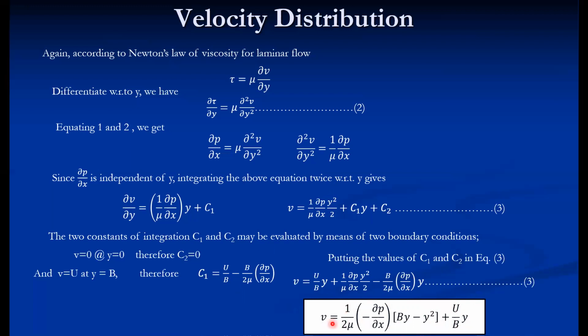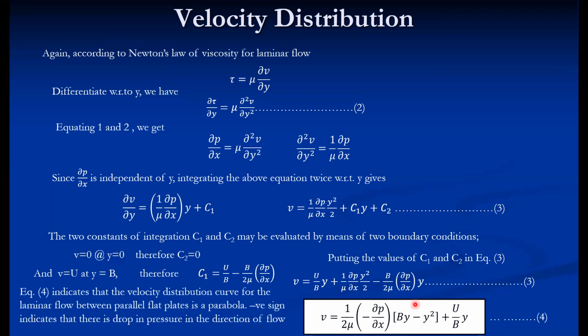So this is the velocity distribution in Couette flow, where the lower plate is fixed and the upper plate is moving. It is the velocity distribution for fixed parallel plates plus this term. So this term, u by b into y, is the only one added to the previous expression. So this is the velocity distribution in Couette flow.